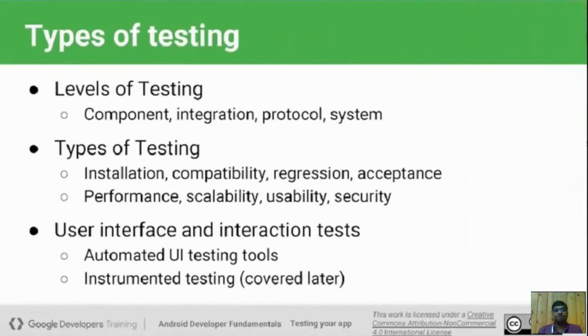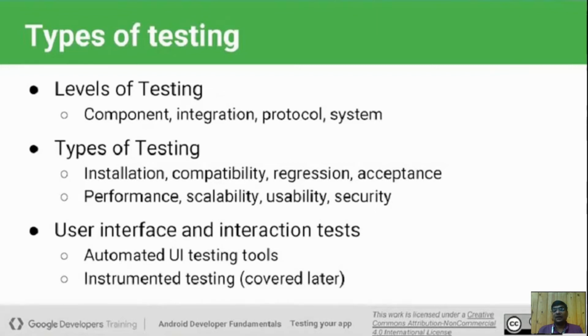Types of testing. When we talk about types of testing, there are levels of testing, known as component testing, integration testing, protocol testing, and system testing. In component testing, we test component-wise. In integration testing, we put the components together as a whole. Protocol testing is related to the protocol we define, and system testing is testing the whole system itself.